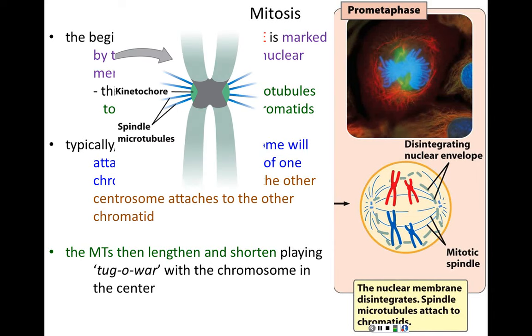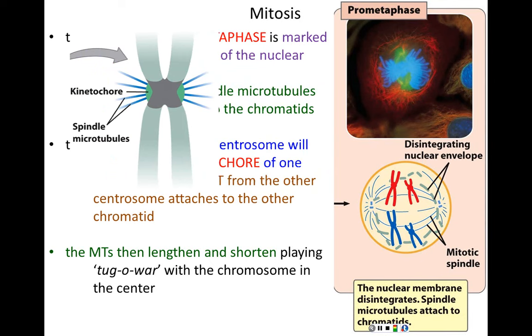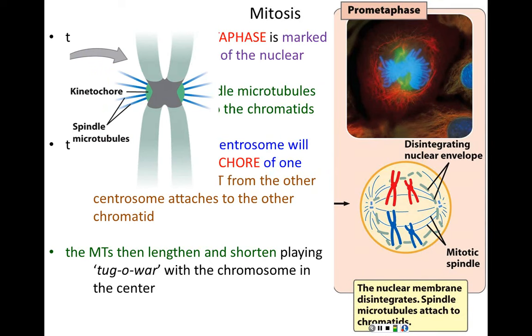So quite literally, this single chromosome with its two sister chromatids gets pulled towards the centrosome on the right, then gets pulled to the centrosome on the left, then gets pulled back to the right, then gets pulled back to the left. Each of these centrosomes, through their microtubules, is pulling and tugging on that chromosome in the middle.